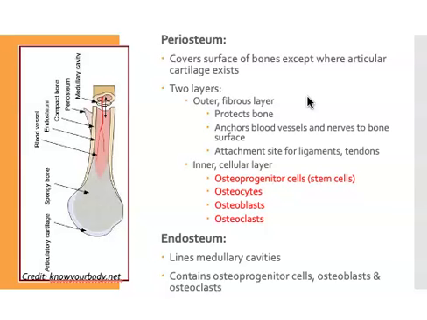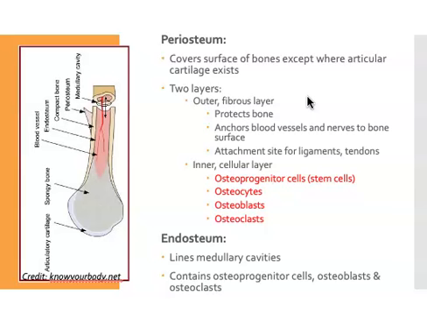So the outer layer of the periosteum is what protects the bone underneath. It's also important because it's an attachment site. It's a place where blood vessels can anchor to the bone. It's a place where nerves can anchor to the bone. And it's also an attachment site for any ligaments or tendons that are going to need to attach to the bone.